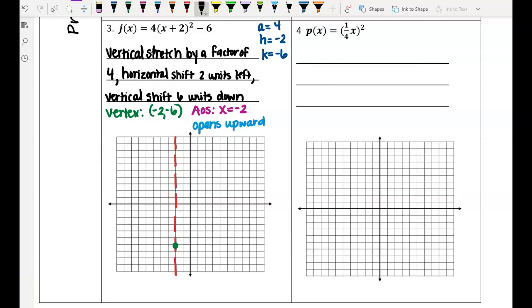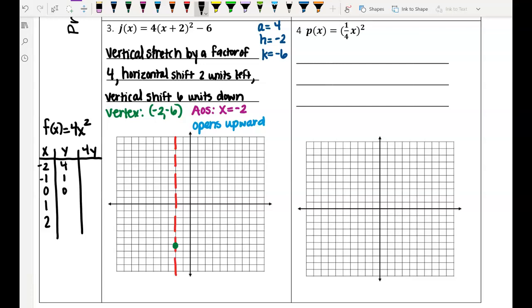What I have to look at is f of x equals 4x squared. So I'm going to do a 3-column T-chart here. I'm going to do x, I'm going to do y, and then I'm going to do 4 times y, which is what we're really doing here. So we already know our x: negative 2, negative 1, 0, 1, 2. Our y's were 4, 1, 0, 1, 4. I have to take everything in that y column and multiply it times 4.